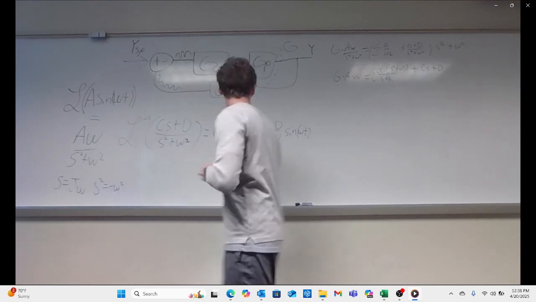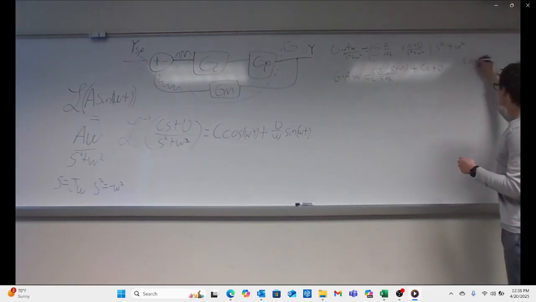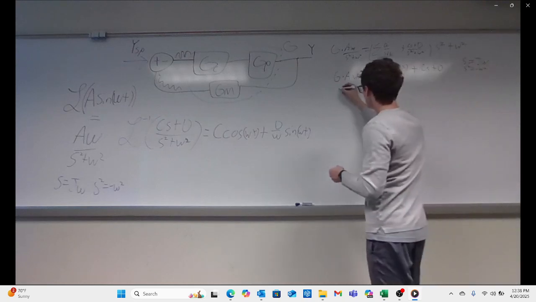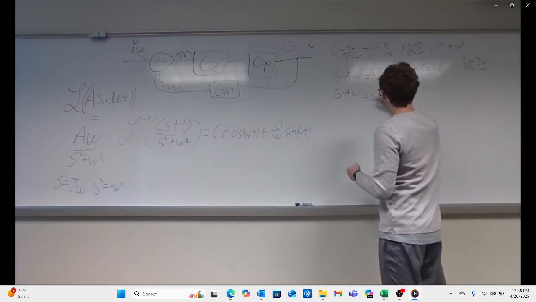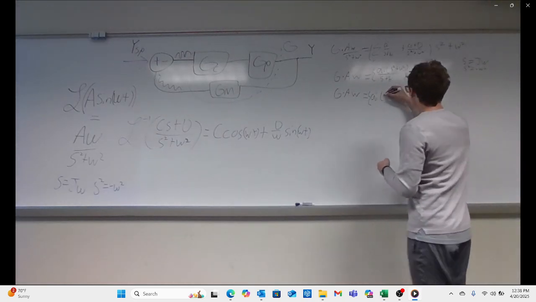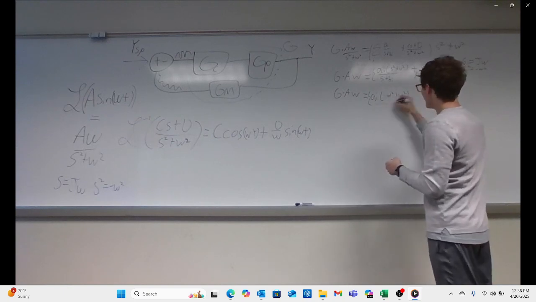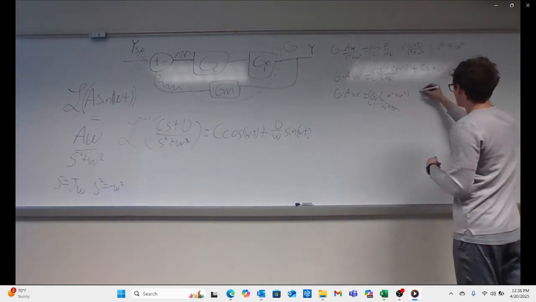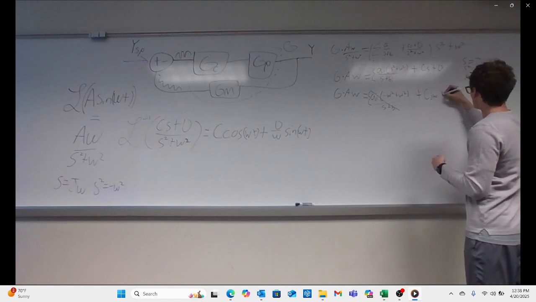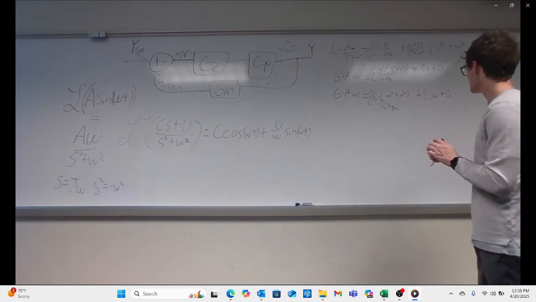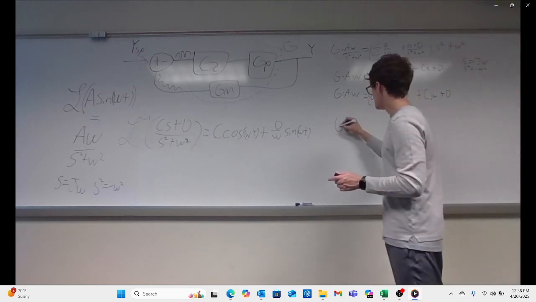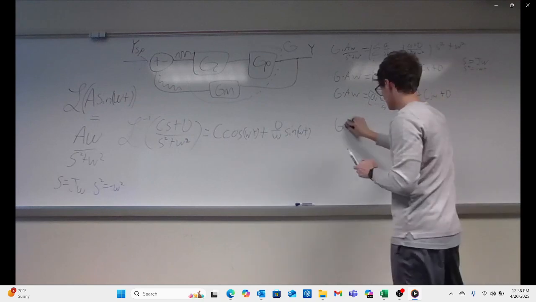Now we're doing our Heaviside expansion where we're going to set s equal to jω, which means s² is going to be negative ω². So when you plug that into this term, you get negative ω² plus ω², so it cancels. So we end up getting G times Aω equals cjω plus d.